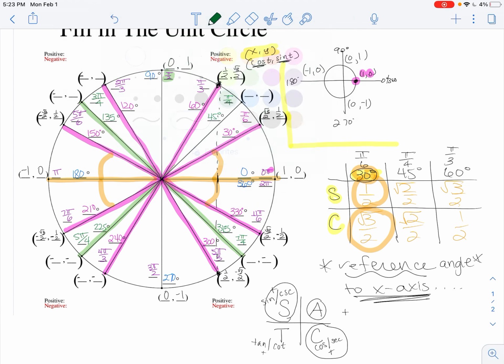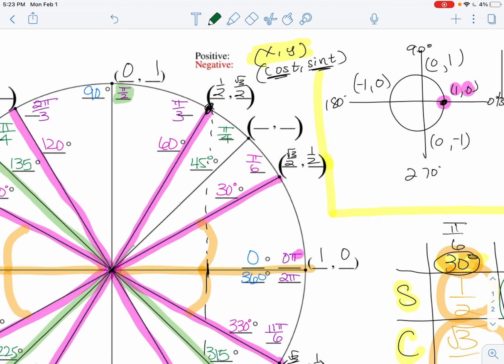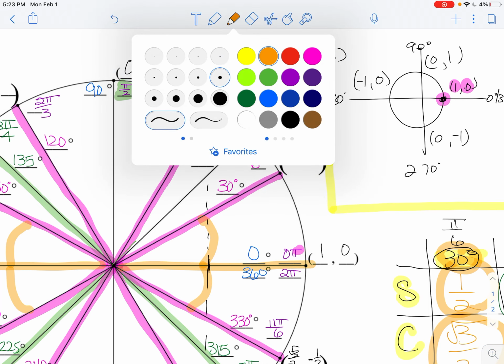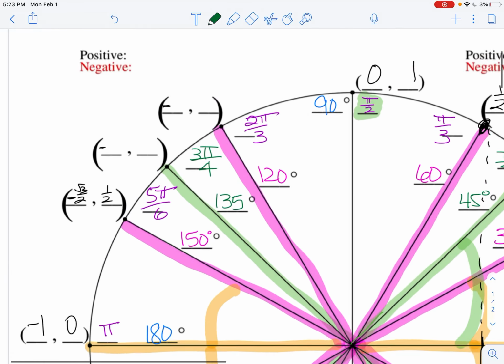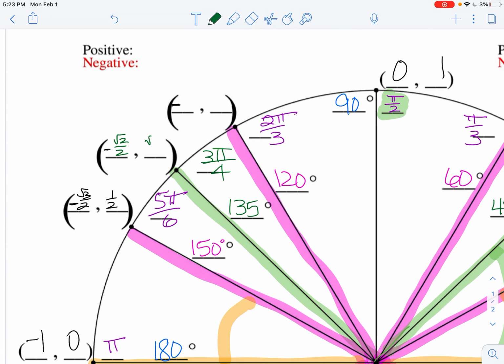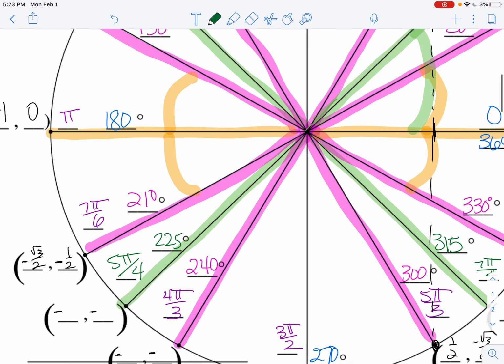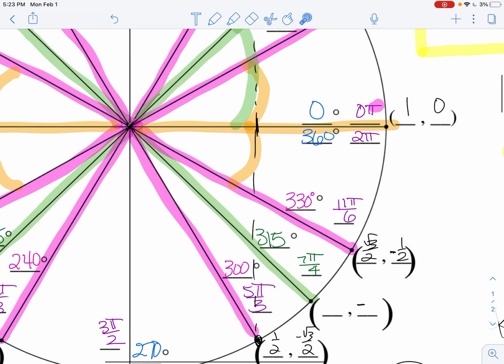I'm going to put that in dark green. 45 is really easy because the numbers are both root 2 over 2. So at our 45-degree reference angles, I'm going to highlight that in green. So from 0 up to 45 degrees right here, we know that's our root 2 over 2, root 2 over 2. Our positives and negatives are already there. That's our reference angle of 45 degrees down. And our reference angle from 0 down here is 45 degrees again. That's root 2 over 2, root 2 over 2.